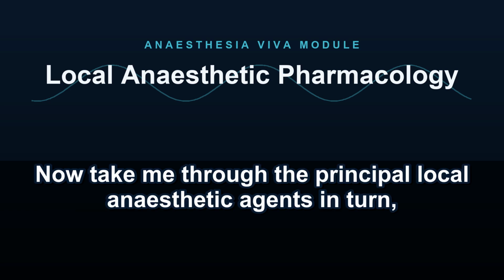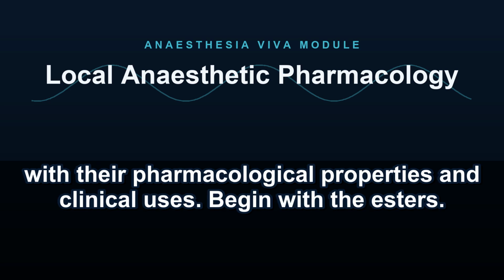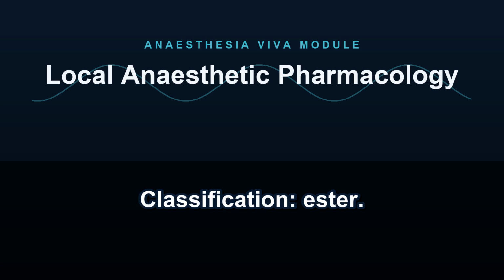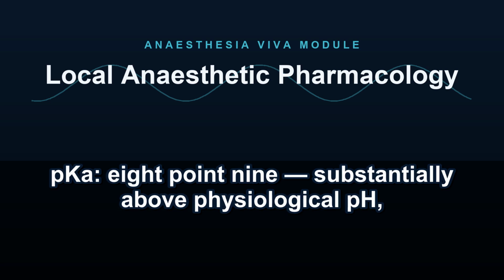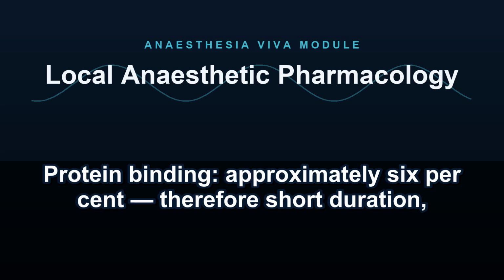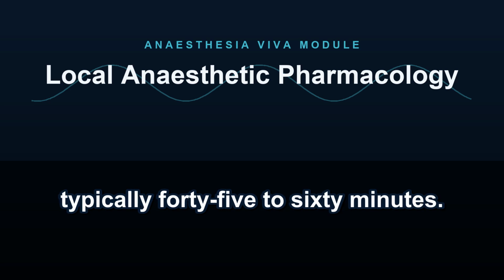Now take me through the principal local anesthetic agents in turn, with their pharmacological properties and clinical uses. Begin with the esters. Procaine was the first synthetic local anesthetic, introduced in 1904. Classification: ester. pKa 8.9, substantially above physiological pH, conferring a slow onset. Lipid solubility: low, partition coefficient approximately 100, therefore low potency. Protein binding: approximately 6%, therefore short duration, typically 45 to 60 minutes.